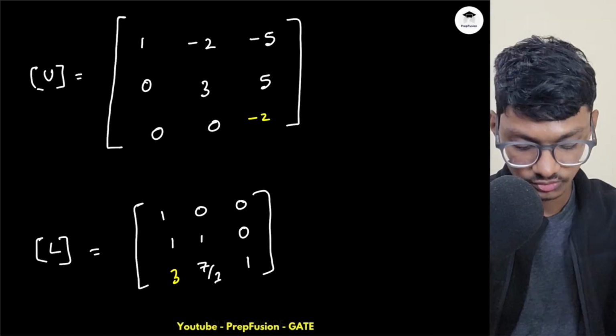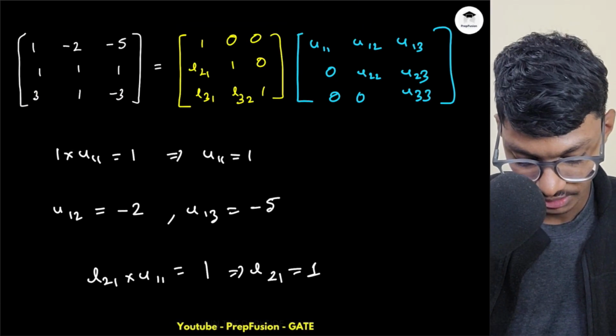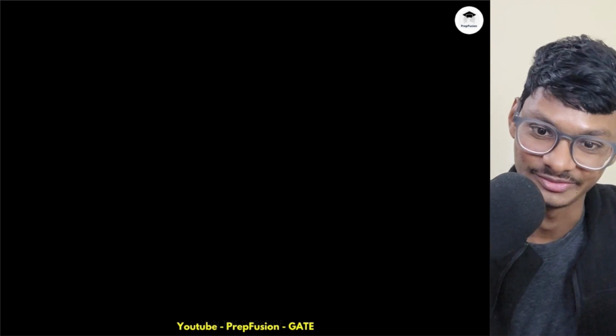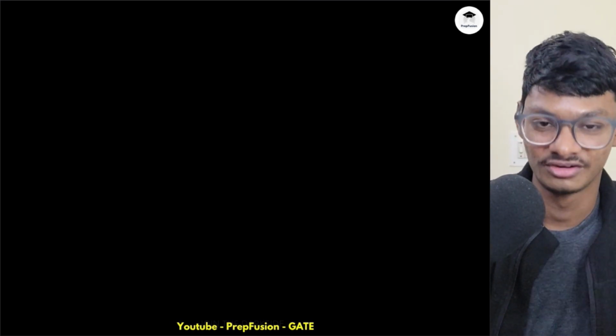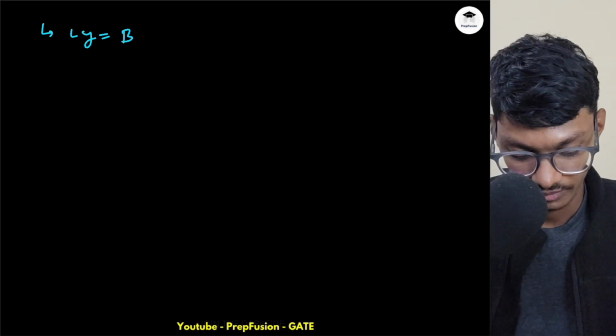Now next what you do, simply you write this, right? You basically write L times Y equals to B. By now we would have simply found out the solution of x, y, and z. Okay, but this is helpful in some other cases. That's why they do this. So the next step is Ly equals to B.